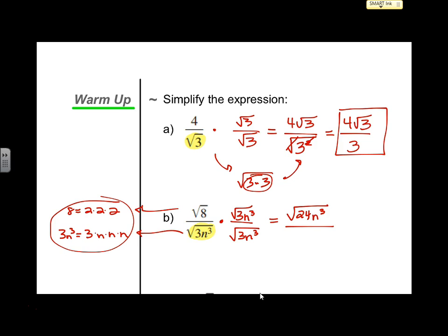Let's get there. Guys, what happens if I square a square root? We could do this multiple ways, but can I show you the shortcut one? Ready?